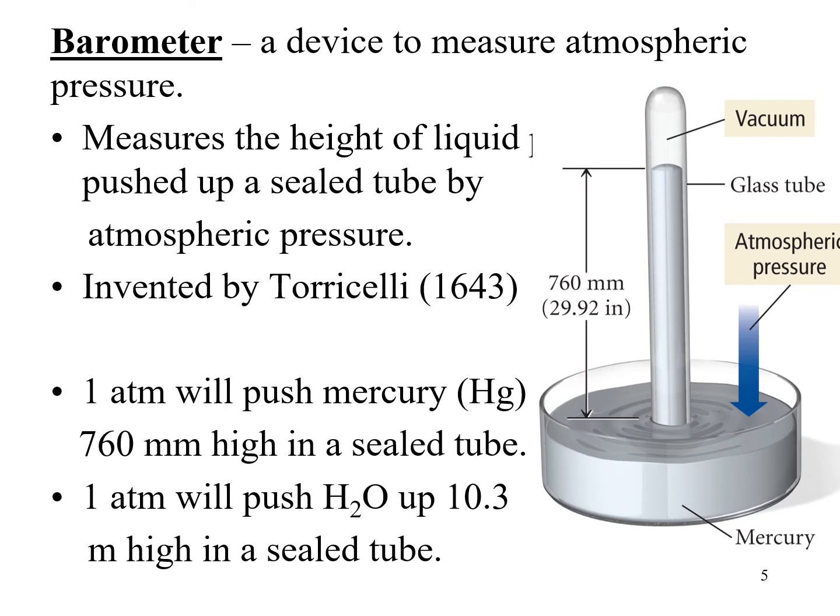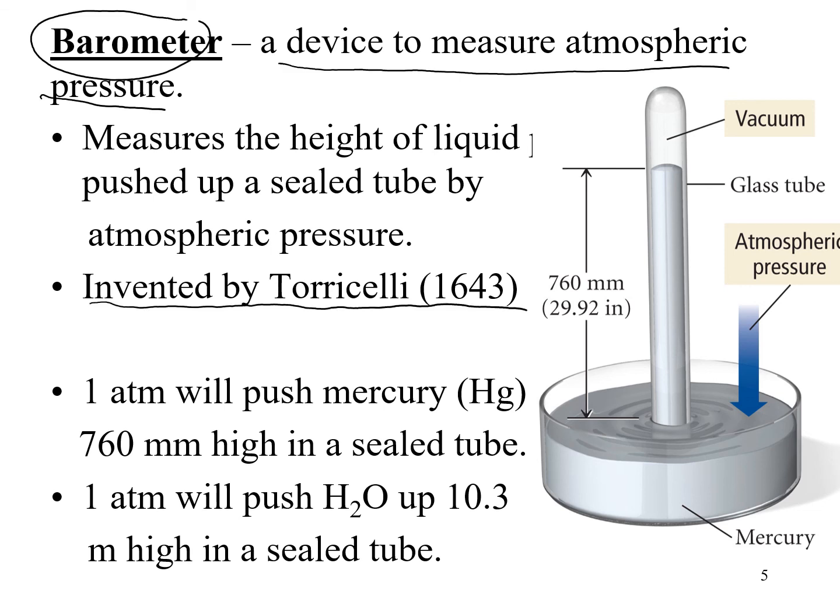A barometer is a device to measure atmospheric pressure. The barometer was invented by Evangelista Torricelli in 1643, who was a student of Galileo. A barometer measures the height of a liquid pushed up in a sealed tube by atmospheric pressure.